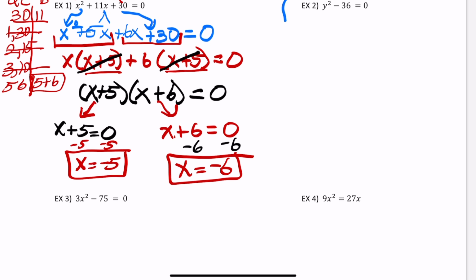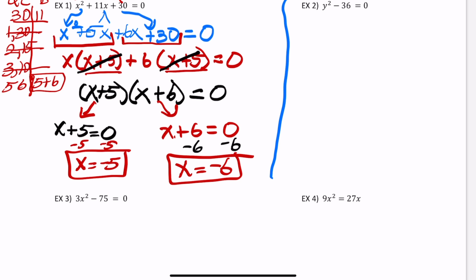Okay, let's look at example 2. In example 2, we have y squared minus 36 equals 0. This is a quadratic equation because my highest exponent is 2. So I have to set it equal to 0, and it is equal to 0. And then I have to factor y squared minus 36. Well, this is not a trinomial. It's only 2 terms, so I don't do a t-chart.